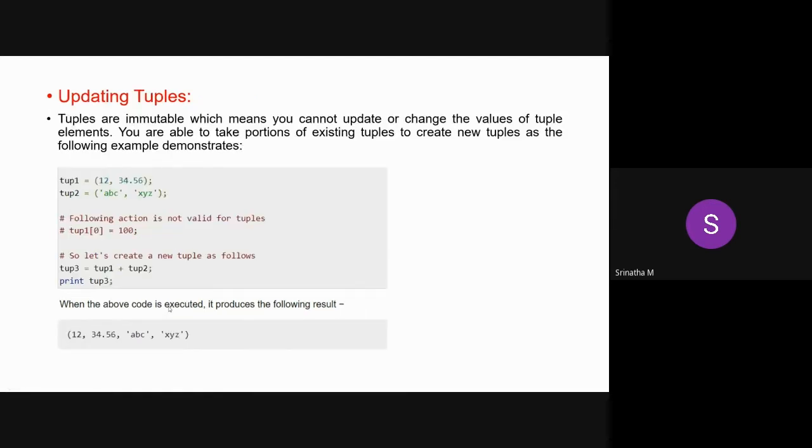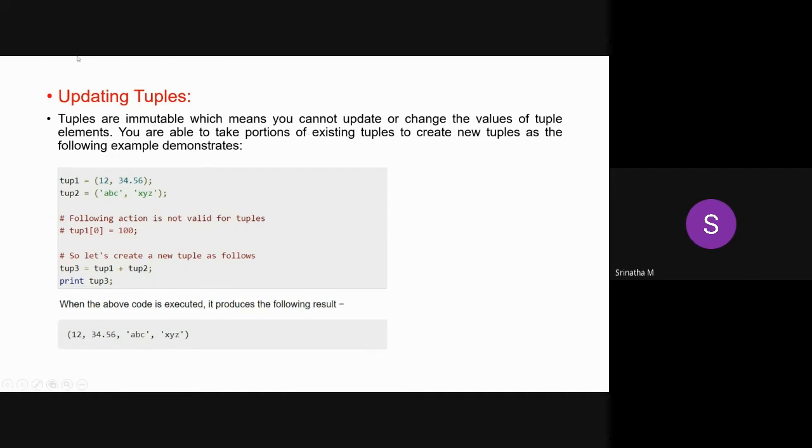Updating tuples. How can we update the tuples? Anyway, we know we cannot change them, so let us see how we can do it. Tuples are immutable, that is what we understood. We cannot update or change the values of the tuple elements. You are able to take portions of the existing tuples to create new tuples. This is similar to how we concatenate two strings: we slice them and then concatenate whatever we sliced. The same thing we need to do with the tuple also.